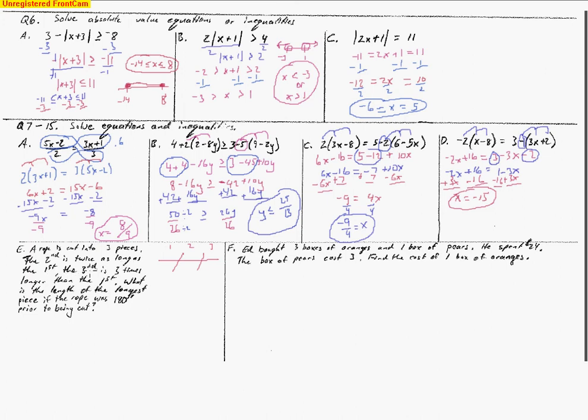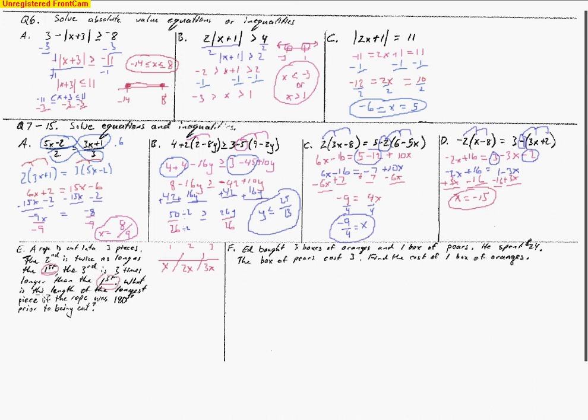The third piece is 3 times as long as the first piece. Notice that they're comparing to the first piece each time. So let's call the first piece x. Then the second piece is twice as long as the first, so 2x. The third piece is 3 times as long as the first, so 3x. So the key is to figure out where to put the x, is to see which one they're comparing to each time. So this time they're comparing the first piece to each of the other 2 pieces.